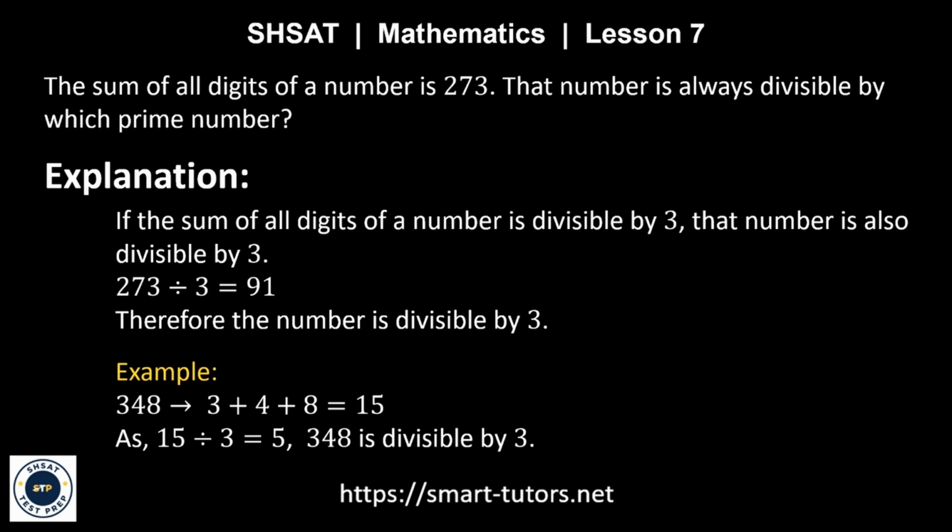An example to see if a number is divisible by 3 is 348. If you add 3 plus 4 plus 8, that gives us 15. 15 is a multiple of 3, and if you divide it, you get 5. So 348 is divisible by 3. So the answer to this question, the number that is always divisible, is the prime number 3.